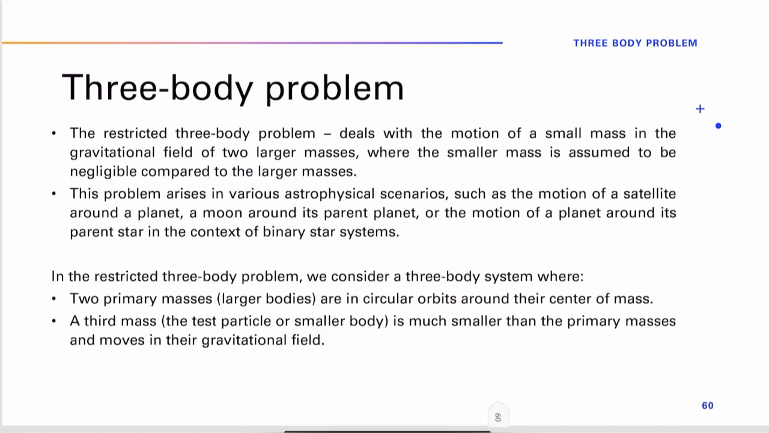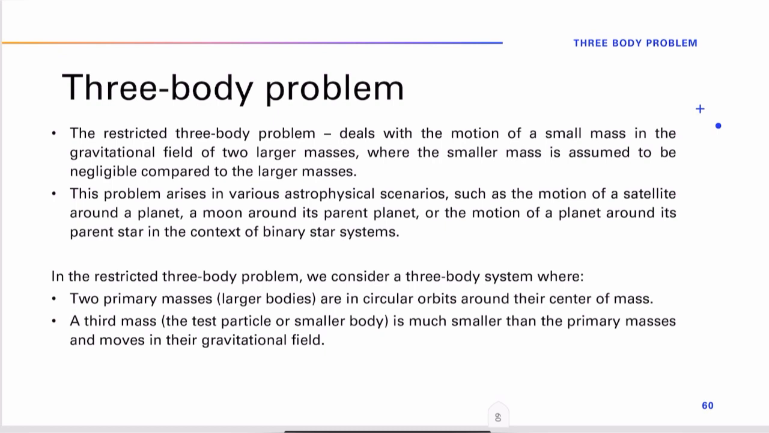It deals with the motion of a small mass in a gravitational field of two larger masses, where the smaller mass is assumed to be negligible compared to the larger masses. Let us consider there is an earth and the moon, and you are launching a satellite under the influence of both. The size of the satellite is very small compared to the size of the earth and moon.